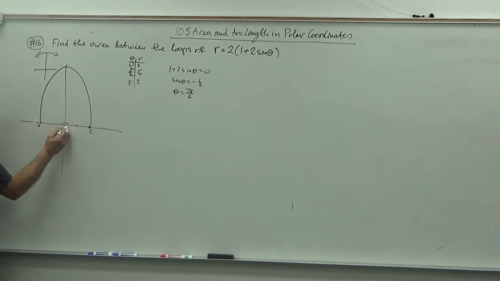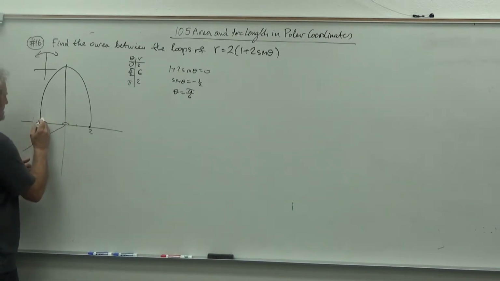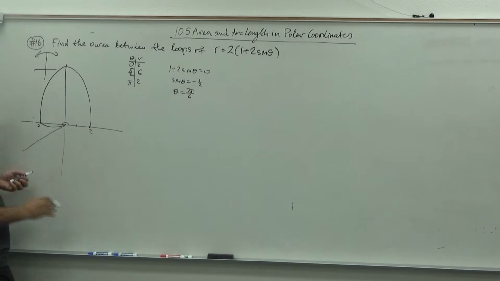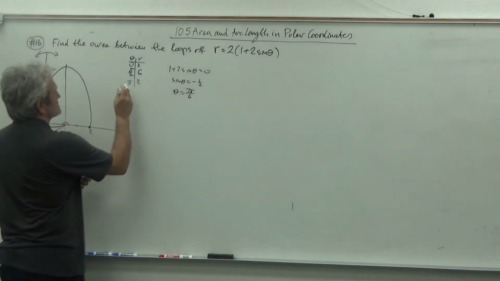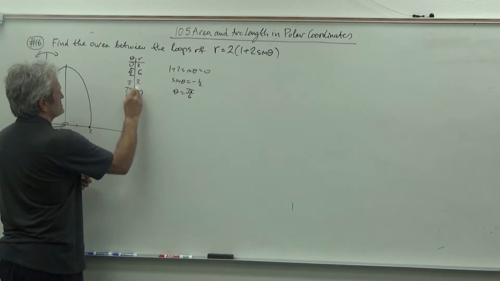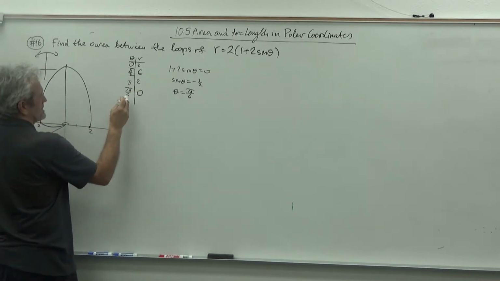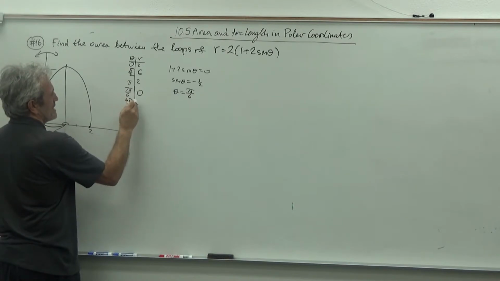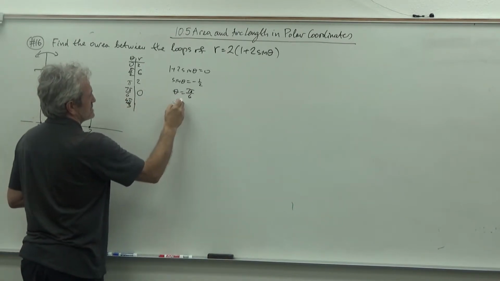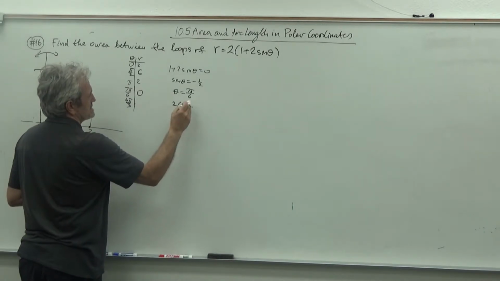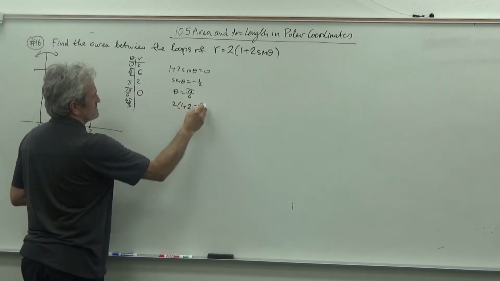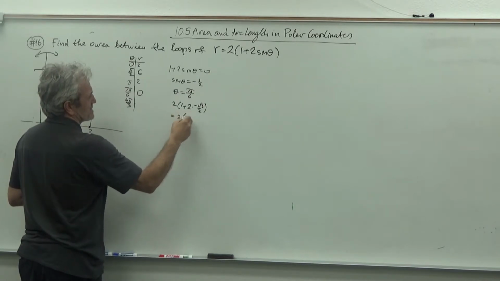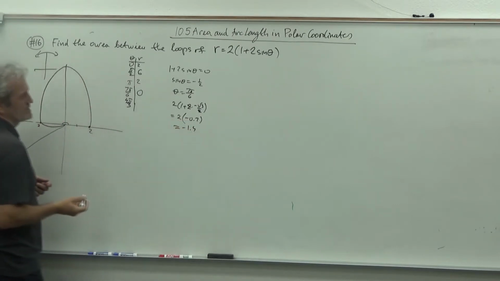So at 7 pi over 6, our graph will get back to 0, like this. Then let's say at 4 pi over 3, the value will be 2 times (1 plus 2 times negative root 3 over 2). So that would be 2 times approximately minus 0.7, so that's approximately minus 1.4.